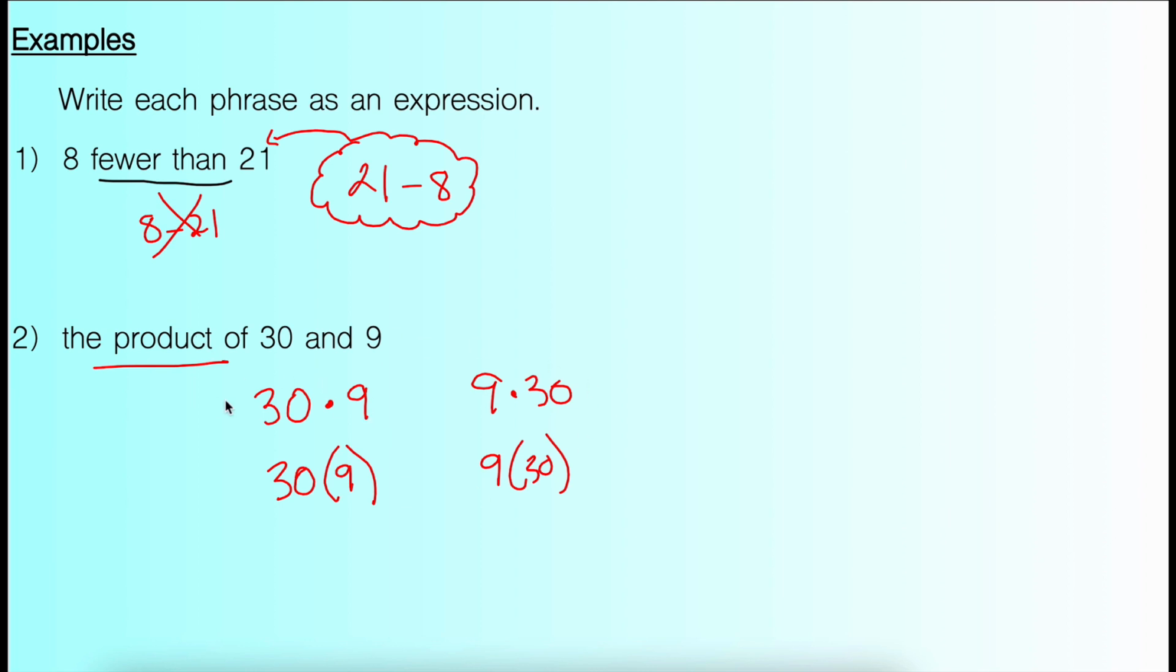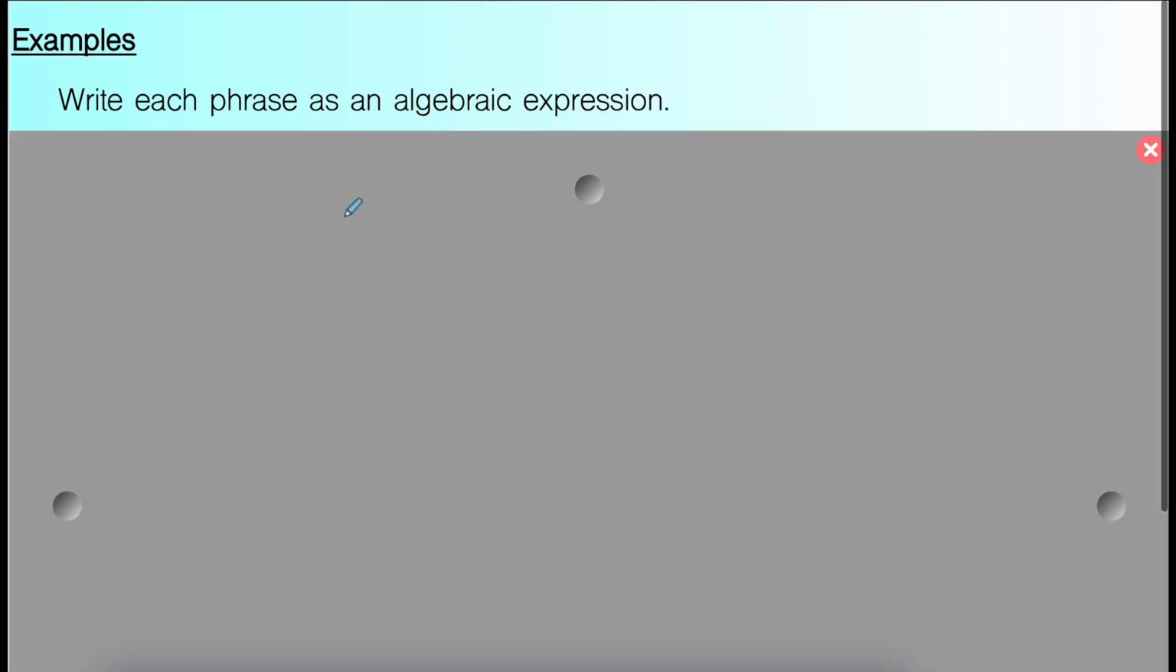All of these would work for the product of 30 and 9. But on to the algebraic ones. Here we go. Write each phrase as an algebraic expression, meaning not only should you have numbers and operations, you should also have variables.